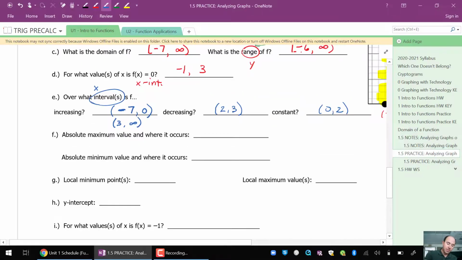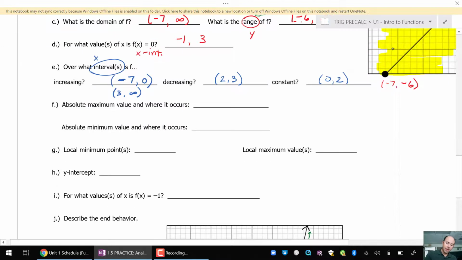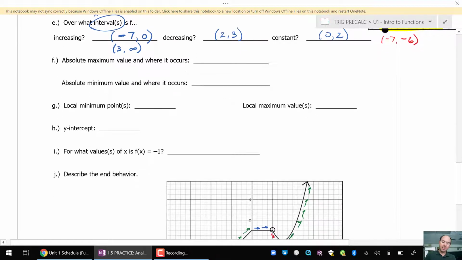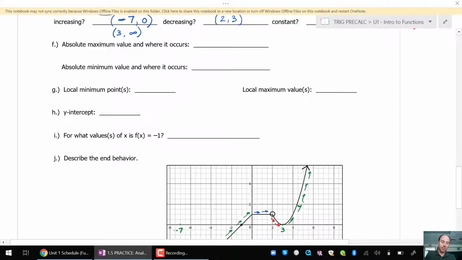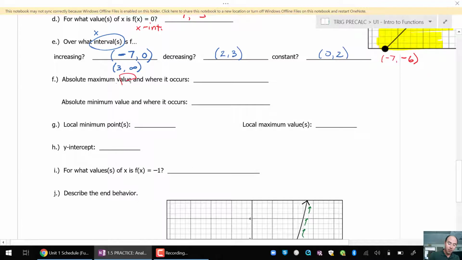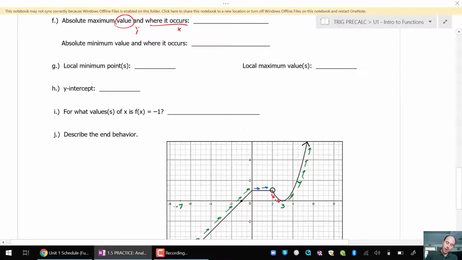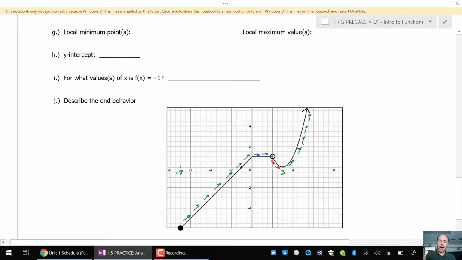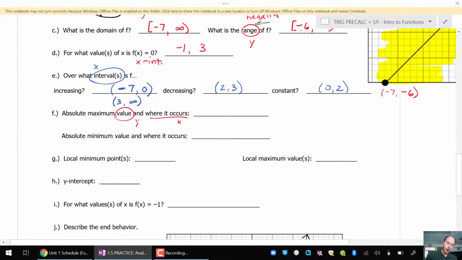Absolute maximum, absolute minimum. Think of absolute maximum as kind of the Mount Everest of your entire function. Value, though, be careful there. The value means y coordinate. And where it occurs, that would be the x coordinate. Now, in this picture here, there is no absolute maximum. It just goes on to infinity, so none.